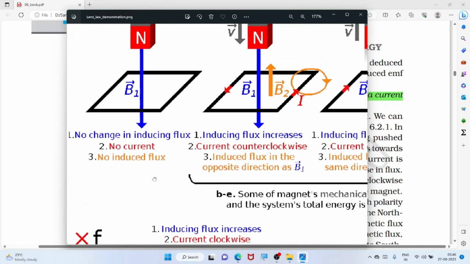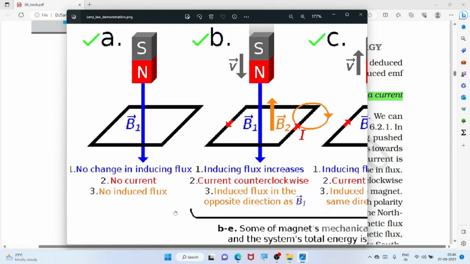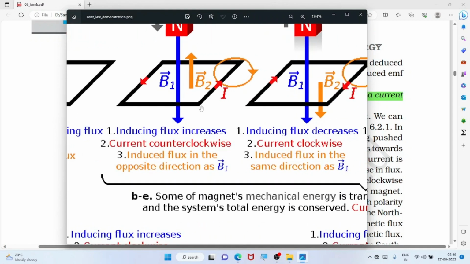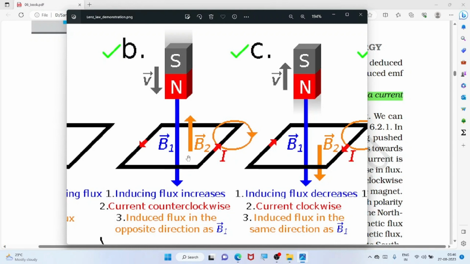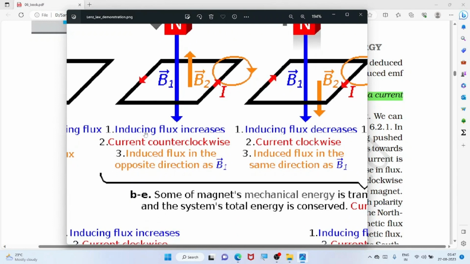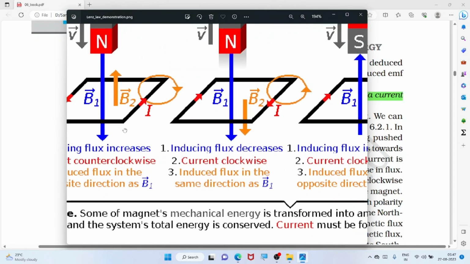So here there is no movement, no change in the flux, so no current. Here the north pole of the magnet is moving towards the coil. So the flux increases in this case because we are moving towards it. The current is in this direction, so the induced flux is in the opposite direction to the original flux. The induced flux will be in the opposite direction, so it resists the flux change. That is Lenz's law.